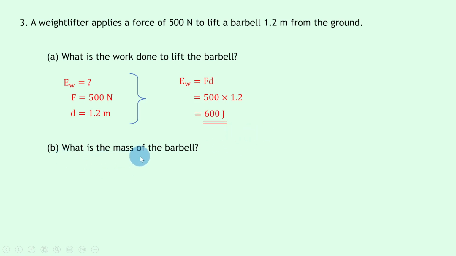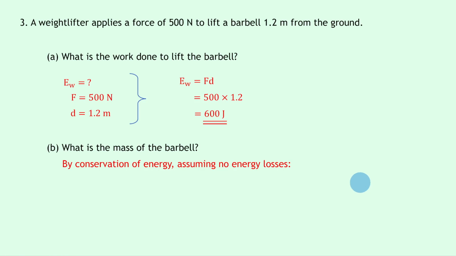Lastly, part B says, what is the mass of the barbell? Well, here we're thinking about a barbell that's being lifted from the ground to a certain height. So work is being done to lift the barbell and give it gravitational potential energy. So that means we can say that by conservation of energy, assuming no energy losses, the work done is going to be equal to the gain in gravitational potential energy.